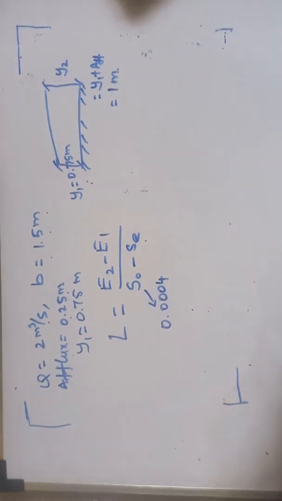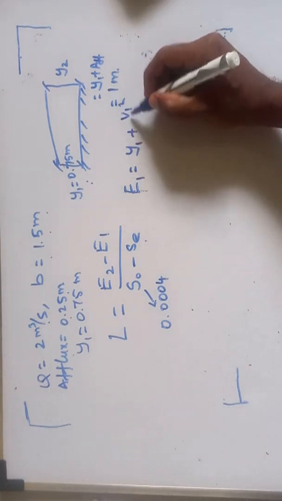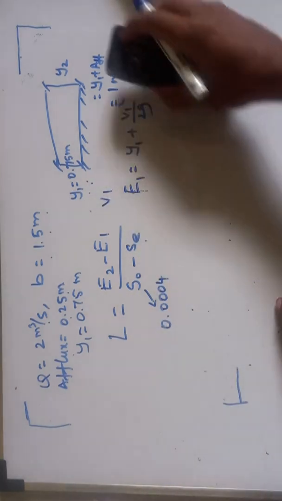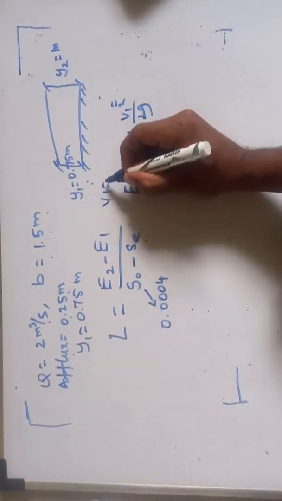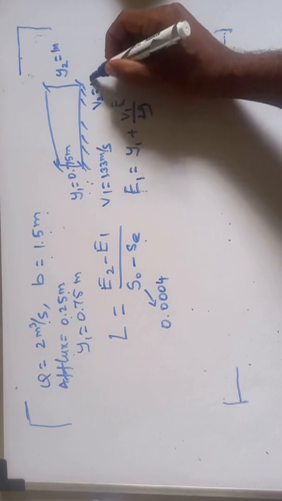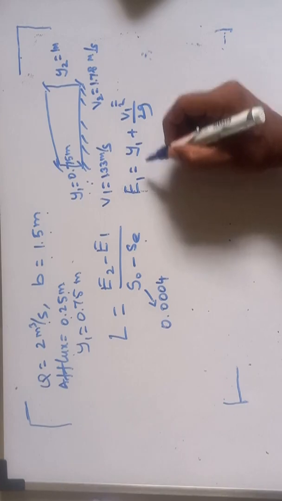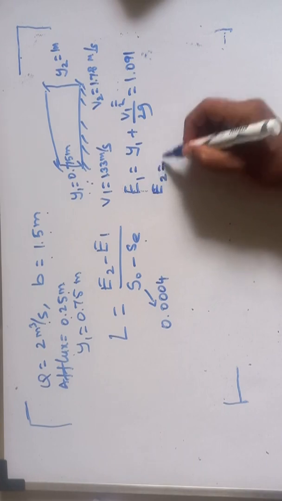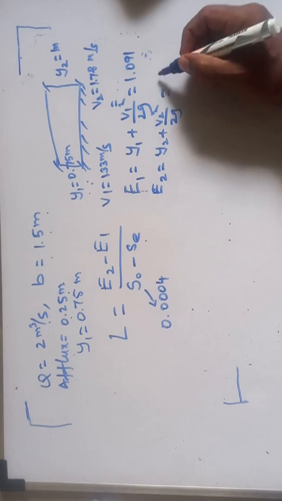Once I calculate V1 and V2, I have to calculate specific energy at 1. Specific energy at 1 is equal to Y1 plus V1 square divided by 2G. I know Y1 value. I know V1 value also. V1 is equal to 1.33 meter per second. Like that V2 is equal to 1.78 meter per second. If I substitute, then I will get E1 value as 1.091. If I substitute E2 is equal to Y2 plus V2 square by 2G, then I will get 0.91.